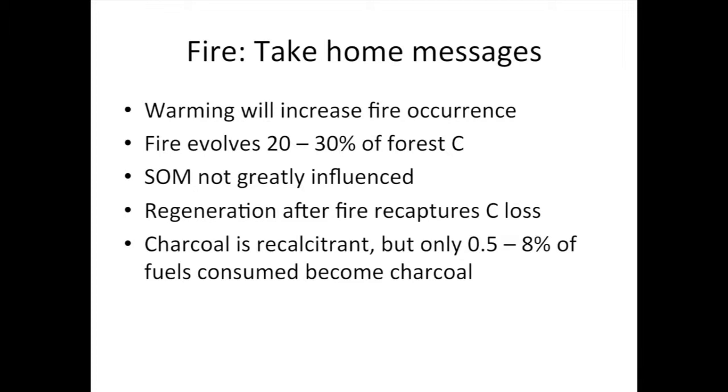So warming's definitely going to increase the occurrence of fire. Fire consumes about 20 to 30% of the total forest carbon. Mineral soil organic matter isn't greatly influenced, and regeneration after fire recaptures much of the biomass carbon loss. So fire is a natural part of that system, and we shouldn't be dwelling too much on it, but with an increase in fire occurrence and fire frequency, we could run into problems with loss of soil organic matter and specifically nitrogen over time.